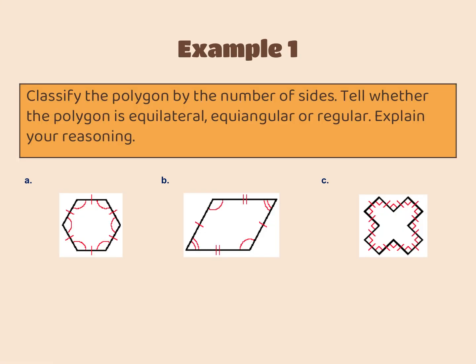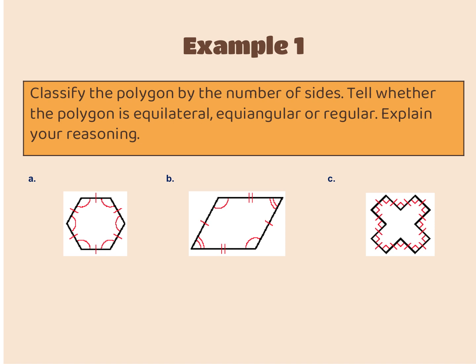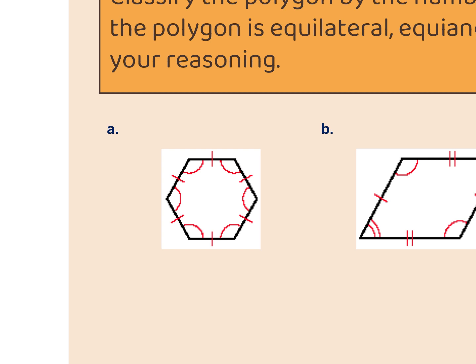Okay, so for the first one, it wants me to classify the polygon by the number of sides and then decide, is it equilateral, equiangular, or regular? So let's go ahead and take a look at A. I'm going to count my sides. I have 1, 2, 3, 4, 5, 6 sides here. So this is a hexagon.